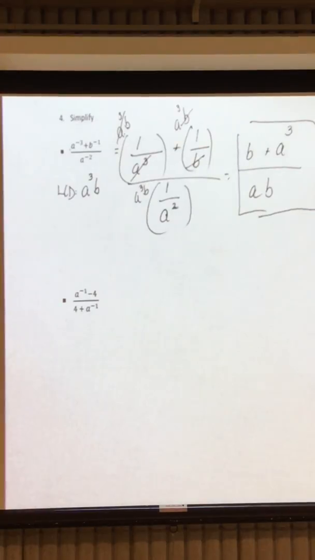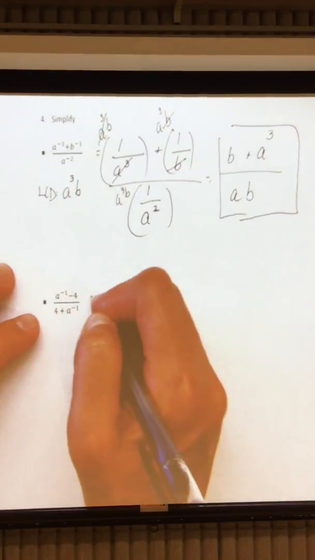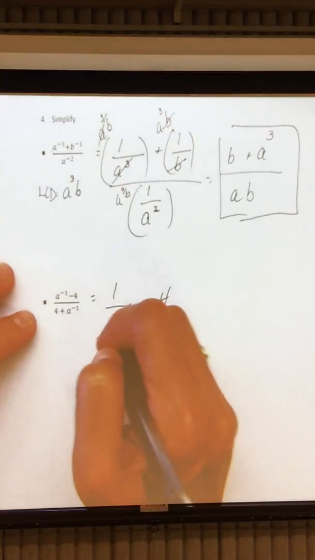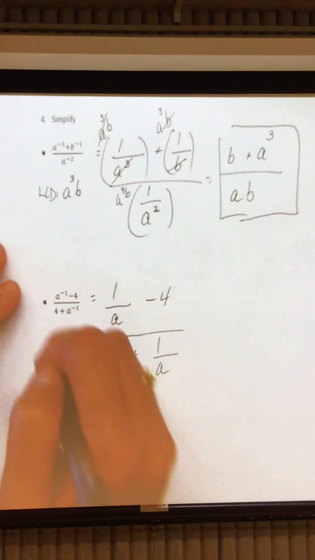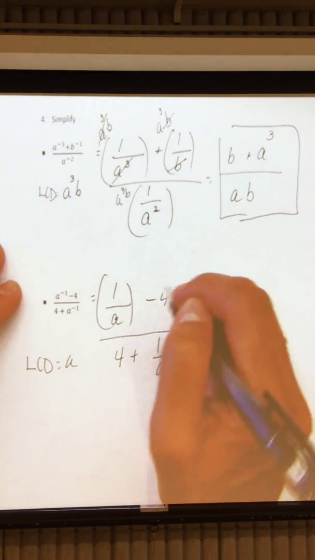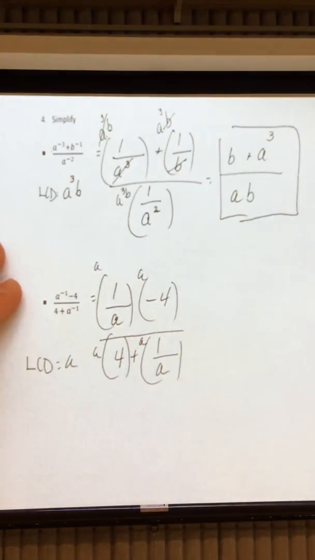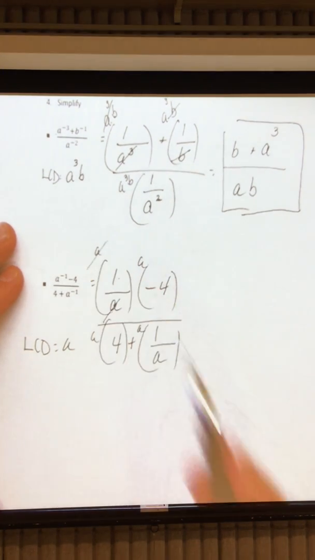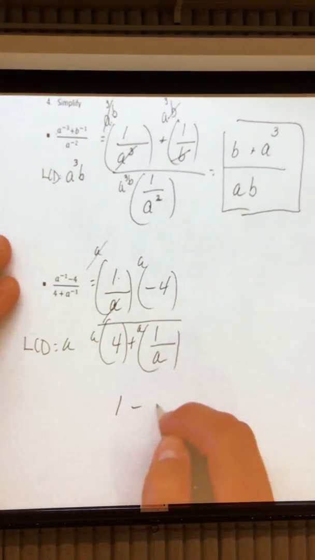And our last problem is the same as the first. Again, a to the negative 1 is 1 over a minus 4 over 4 plus 1 over a. Our least common denominator is just the a. So let's multiply all terms by our least common denominator, which is a. So a times 1 over a is 1. A's cancel, in other words, you're left with 1 minus 4a.